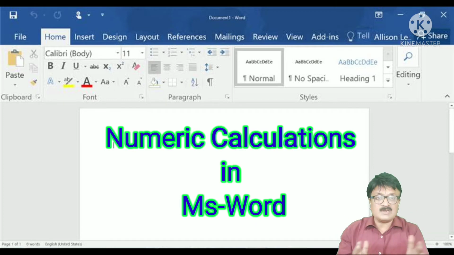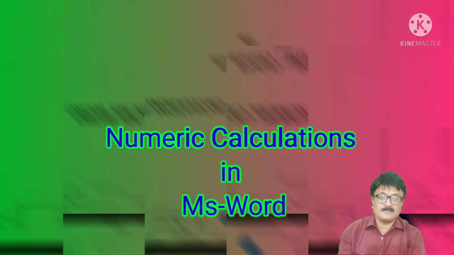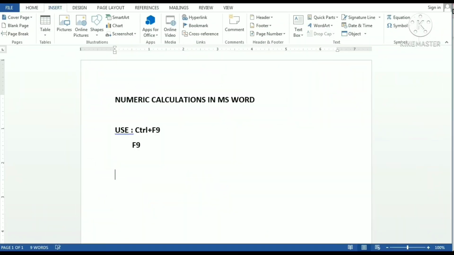जितने तरह के भी calculation है, all the things you can do in MS Word itself. Okay, we are going to try the same thing today. Okay, let us start. To do any kind of calculation in MS Word, we need two keys. One is the Control F9 and second one is F9. Control F9 यूज़ करके हम वैल्यू पुट कर सकते हैं और F9 यूज़ करके उसका रिजल्ट हम लोग देख सकते हैं. Okay, let us try.